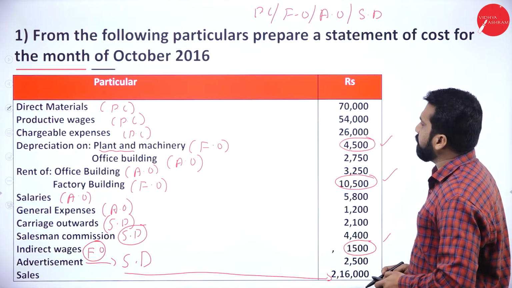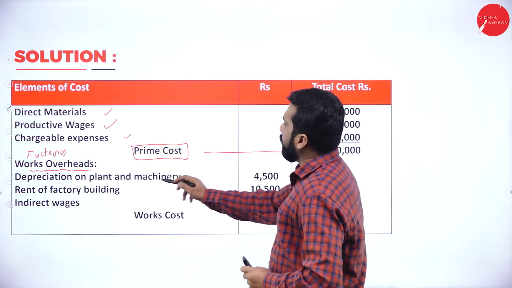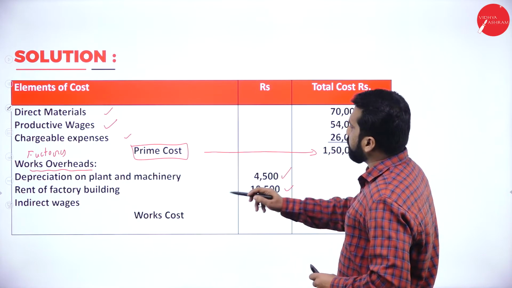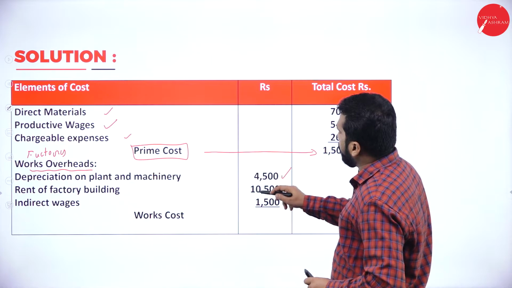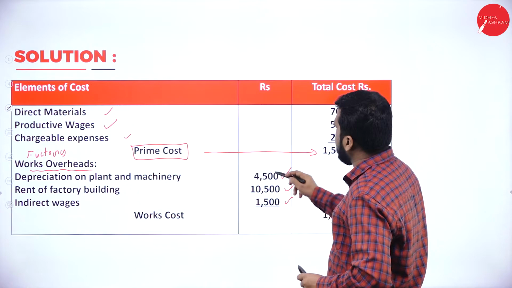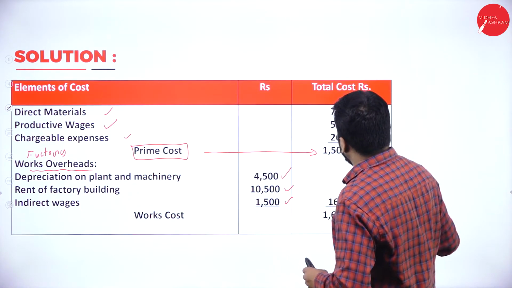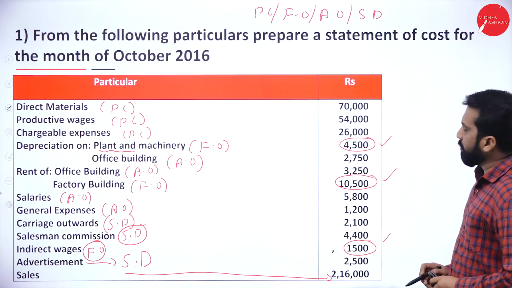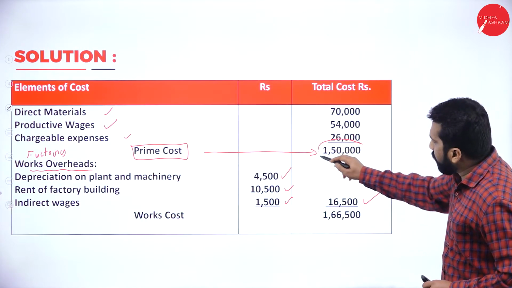We'll come back to that. Works overhead, also we call it as I told you, factory overhead. Now, depreciation on plant and machinery, 1. Rent of factory building, 2. Indirect wages, 3. What is the total? 10,000 plus 4, 14,000 plus 1, 15,000, 16,500. So, it will be how much? 16,500. Now, we'll add whatever prime cost you got.